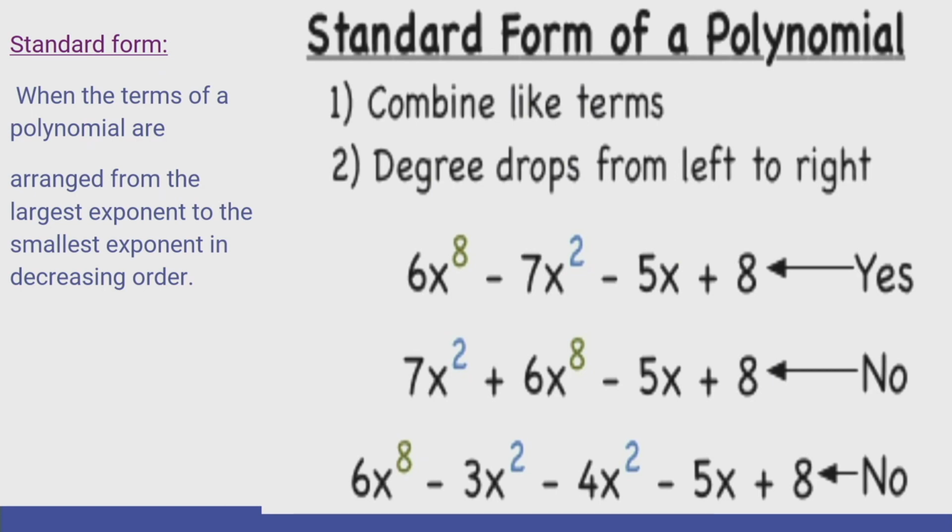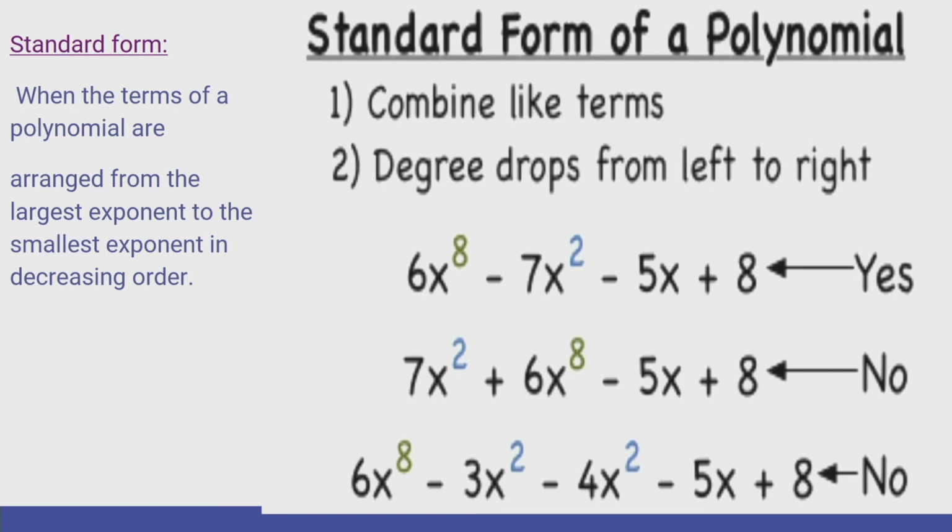Standard form of polynomials. So when the terms of a polynomial are arranged from the largest exponent to the smallest exponent in decreasing order. So I repeat, when the terms of a polynomial are arranged from the largest exponent to the smallest exponent in decreasing order.